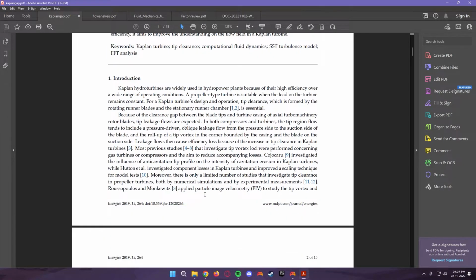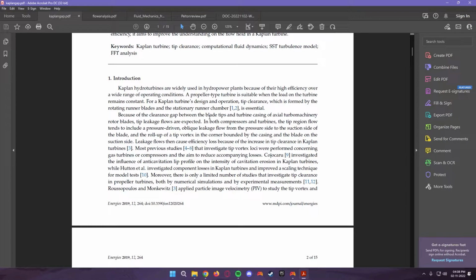So, starting with the introduction, Kaplan hydro turbines are widely used in hydropower plants because of their high efficiency over a wide range of operating conditions. A propeller type turbine is suitable when the load on the turbine remains constant.